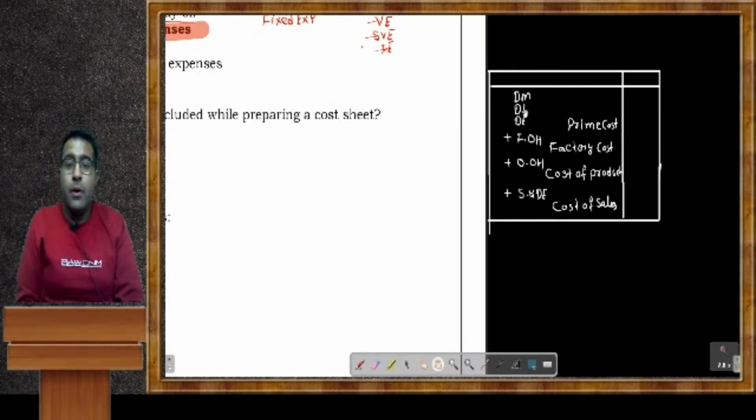Now, in factory overhead, we include all the items which are related to the factory. In office overhead, we include all the items related to the office, like salary to the staff and manager, printing and stationery used in the office, and light used in the office. In selling and distribution expenses, we include all the expenses related to selling and distribution, like advertisement, delivery van, sales manager salary, and salesman's commission. All these things are included.